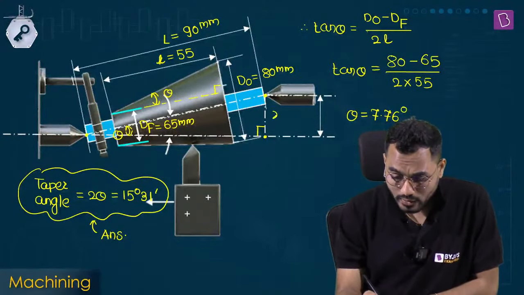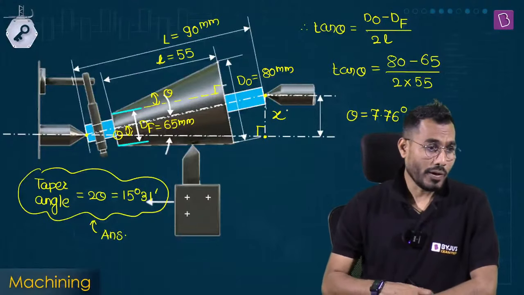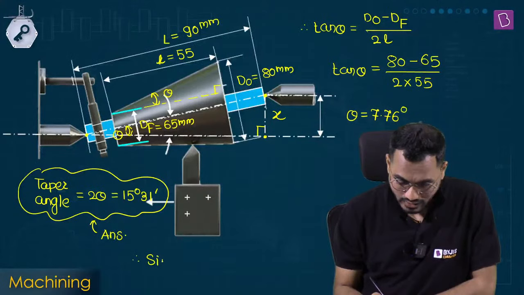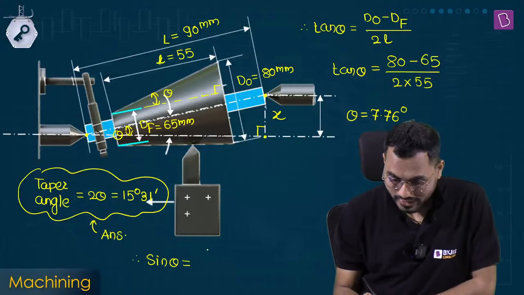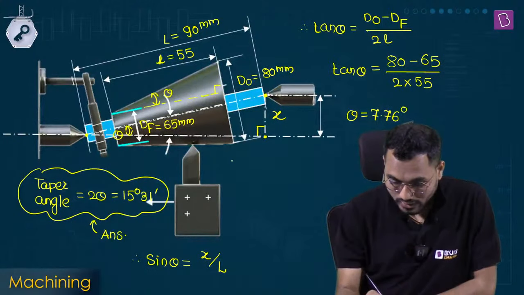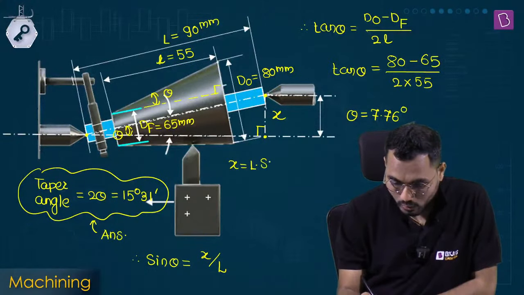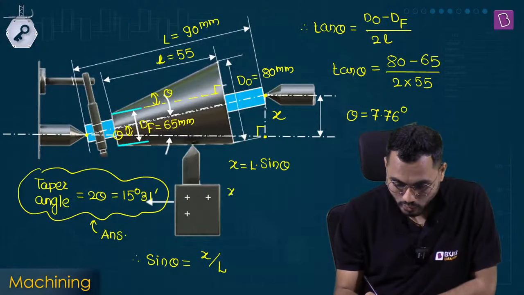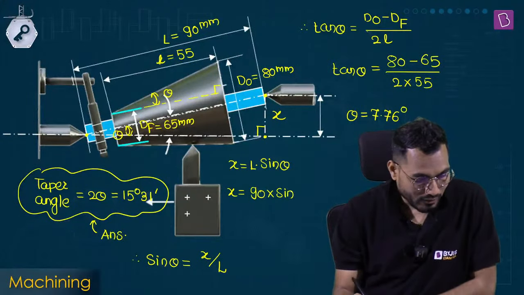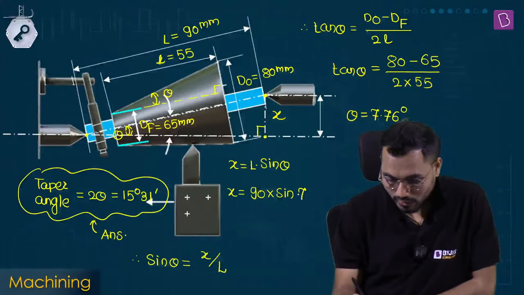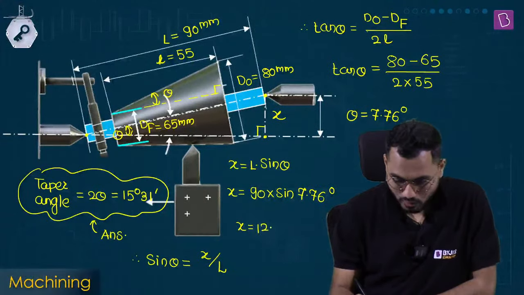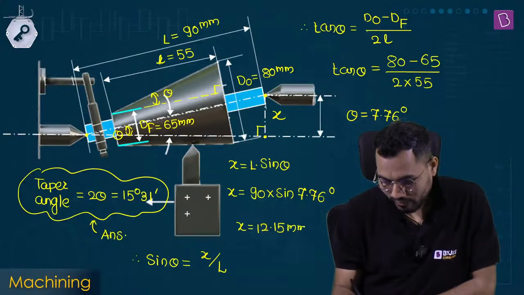Now we are interested to calculate this particular x. X means the offset distance. From this, sine theta is equal to offset distance x divided by the length of the workpiece. So x is equal to L into sine theta. x is equal to 90 multiplied by sine of theta, and theta is 7.76 degrees. So x is 12.15 millimeter.